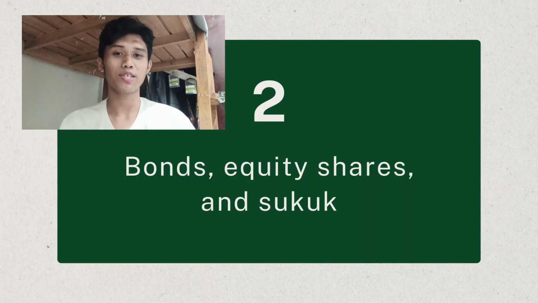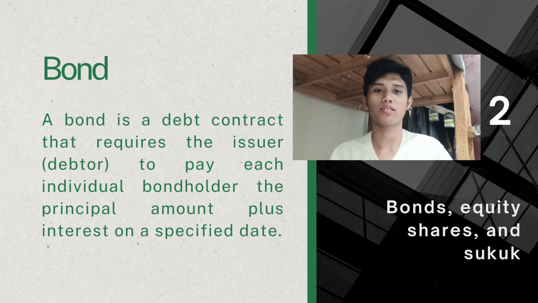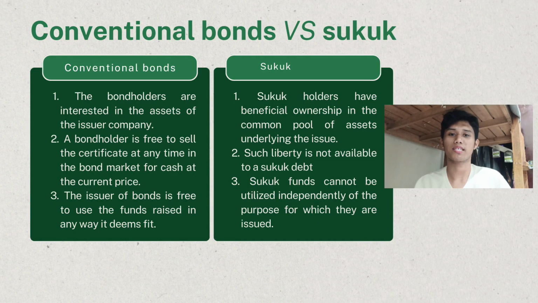So now, in this part, I will also discuss bonds, equity shares, and sukuk and their underlying differences. A bond is a debt contract that requires the issuer or debtor to pay each bondholder the principal amount plus interest on a specified date. The bondholders are interested in the assets of the issuer company because their capital and interests are tied to the issuer company. In contrast, sukuk holders have beneficial ownership in the common pool of assets underlying the issue.